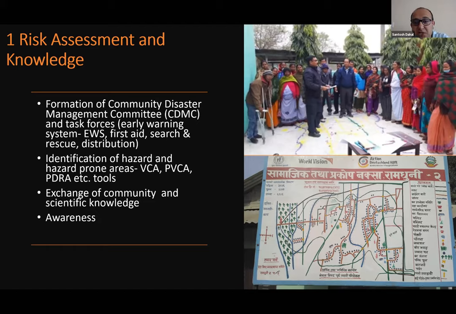You can see the pictures where the vulnerability capacity assessment or the social map is being done at the ground level, and that is printed on the board and kept in the community level place so that the community people can identify which is the safe zone, which is the danger zone, which is the arable land, which is the pasture land, where the different bridges are, where the different canals are. Everything can be seen and visible. This helps to move ahead.